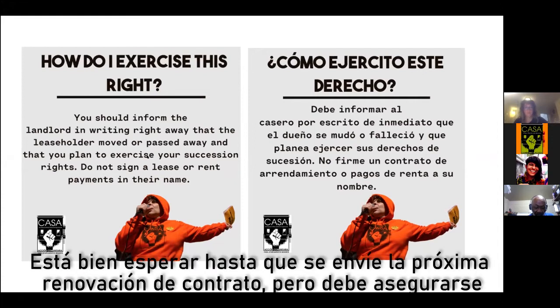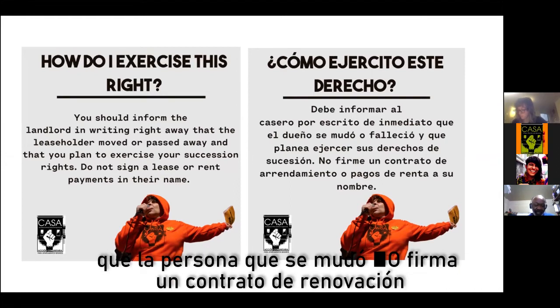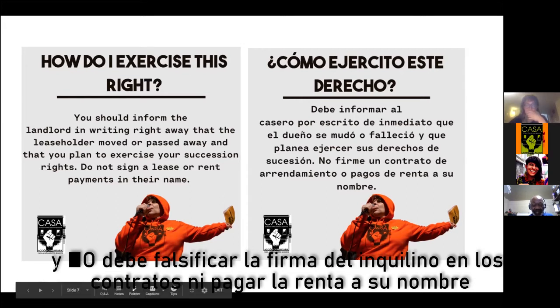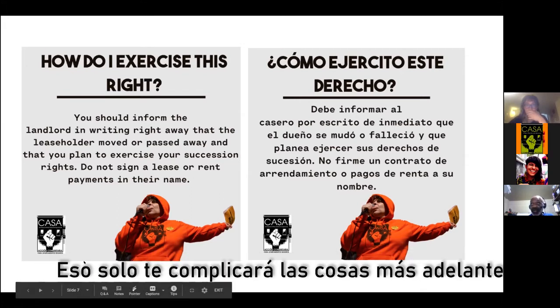It is okay to wait until the next lease renewal is sent, but you should make sure that the person who moved out does not sign the renewal lease. That could be considered fraud. And you should not forge the tenant's signature on the leases nor pay rent in their name. That will only complicate matters for you later on.